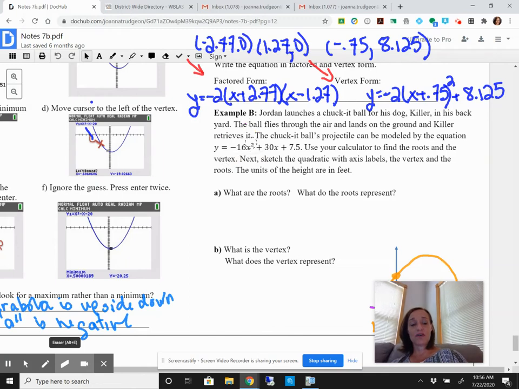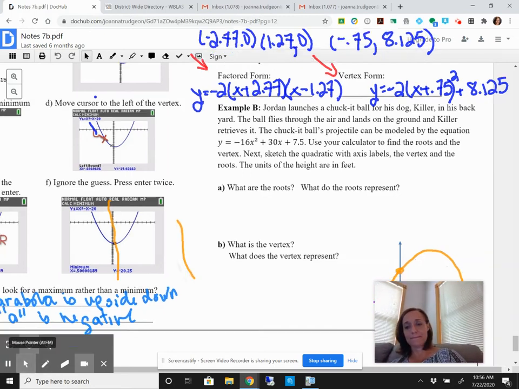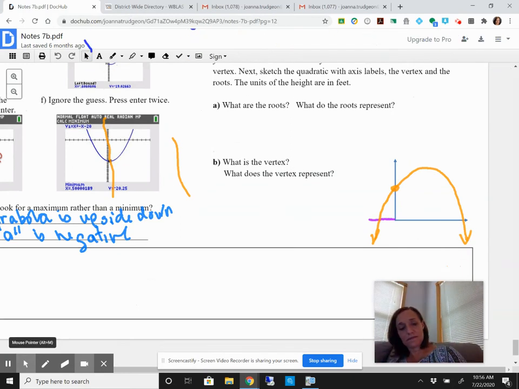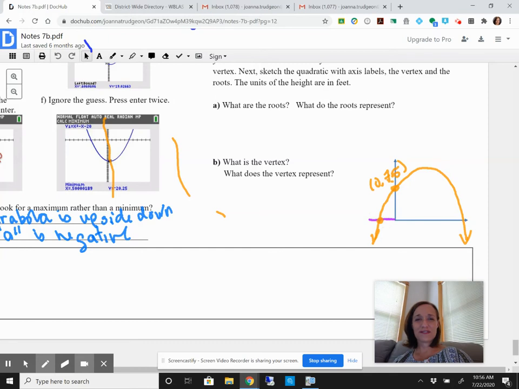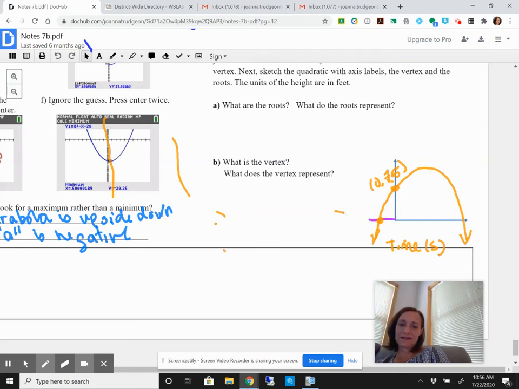So when the ball is leaving the handle thing that he's throwing it with, you are right here, 0 and 7.5. But I want to know this root, even though that root starts before time starts, so that doesn't really mean anything. I should label my axis. Time is in seconds. Height is in feet. Good luck writing sideways on a screen.